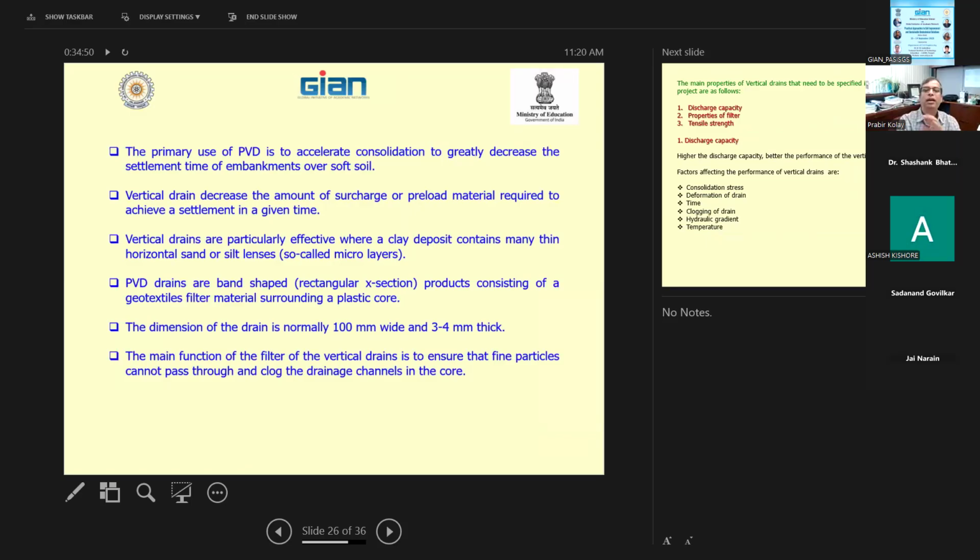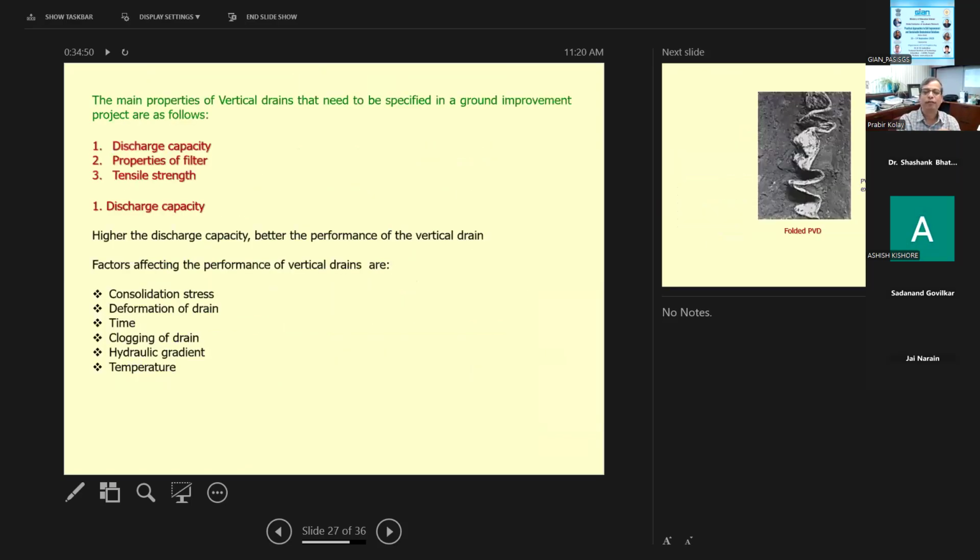Okay, this one explained. So again, as I mentioned, with the PVD, can you see now, the discharge capacity, properties of filter, and tensile strength? Yes, sir. So while doing the installation of PVD, these are the main properties you need to check. Discharge capacity you need to check. You need to check the properties of the filter. You need to check the tensile strength of the PVD itself. Okay? So for discharge capacity, the concentration stress, deformation stress, time, clogging of the drain, hydraulic gradients, all these things you need to check.